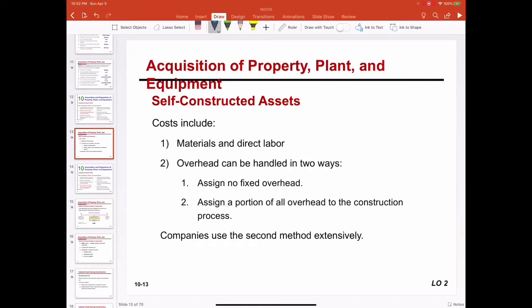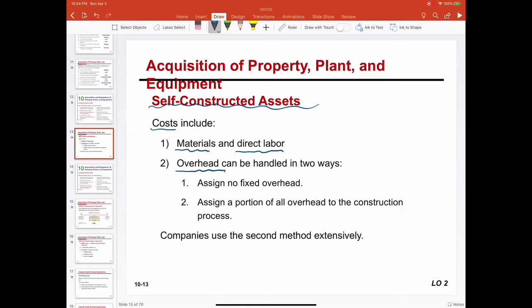The focus of this part is self-constructed assets. It is straightforward. When the asset is self-constructed, we should include all the costs to prepare the asset ready for use. But the question is, what costs or expenditures should we include? Some expenditures are very straightforward because they can be directly traced to the constructed asset. For example, materials, direct labor, and overhead costs.